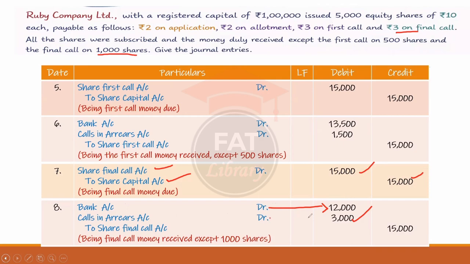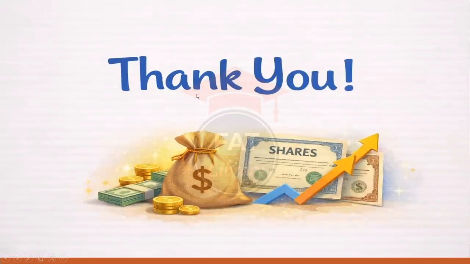So that we are going to transfer to calls in arrears. We are considering it as calls in arrears. 12,000 is the bank account, 3,000 calls in arrears, and the total share final call account is 15,000. So here, being the final call, money received except for 1,000 shares. This is how you have to give the journal entries. Again, this is how you have to calculate in issue of shares at par. In the next video we will discuss the illustration based on securities premium and calls in arrears, and calls in advance also we are going to consider.